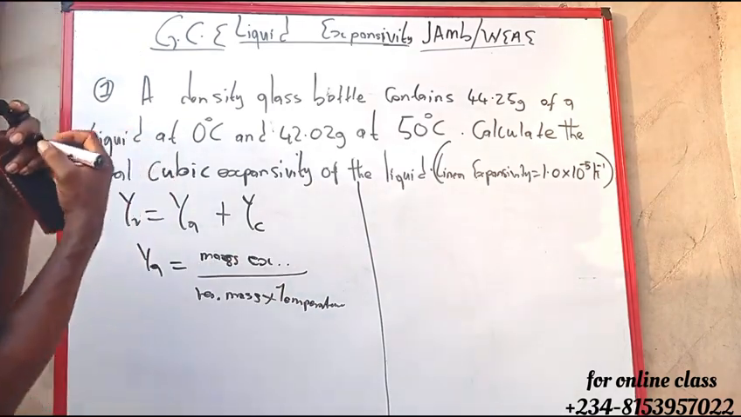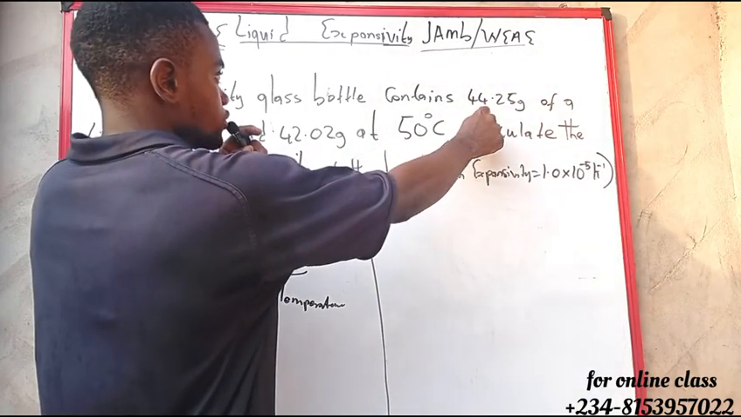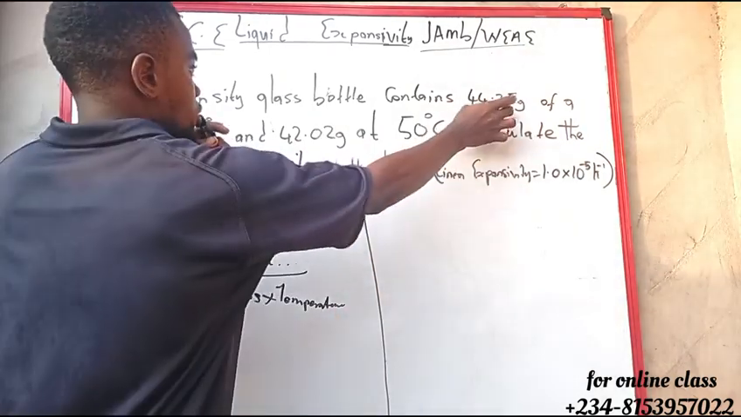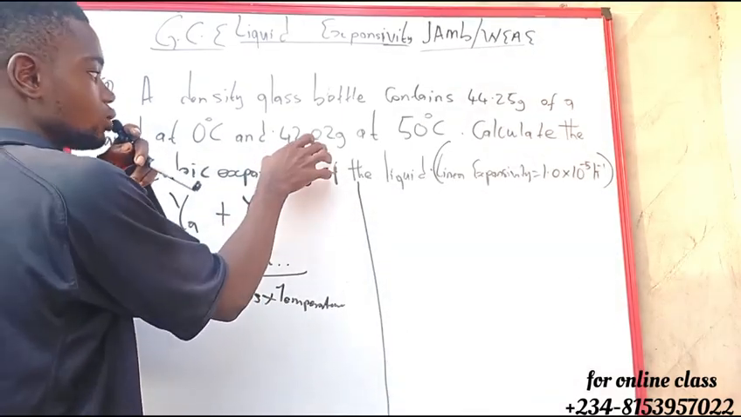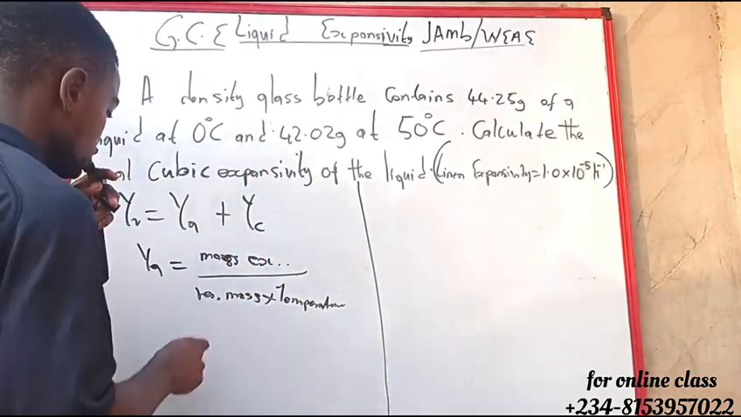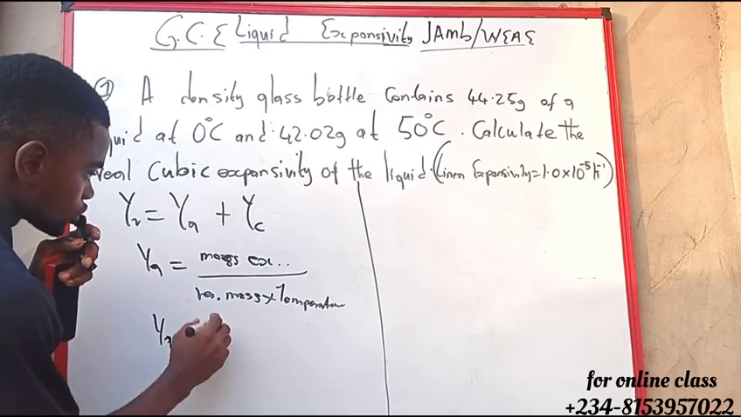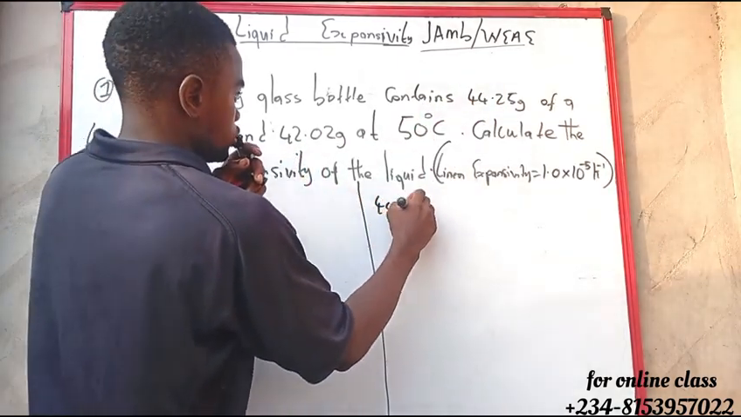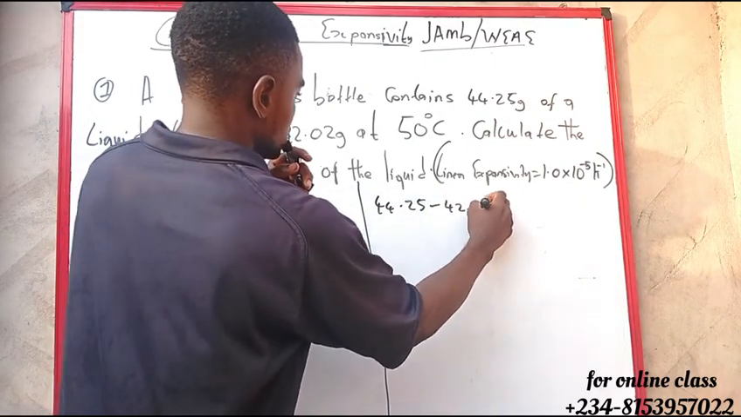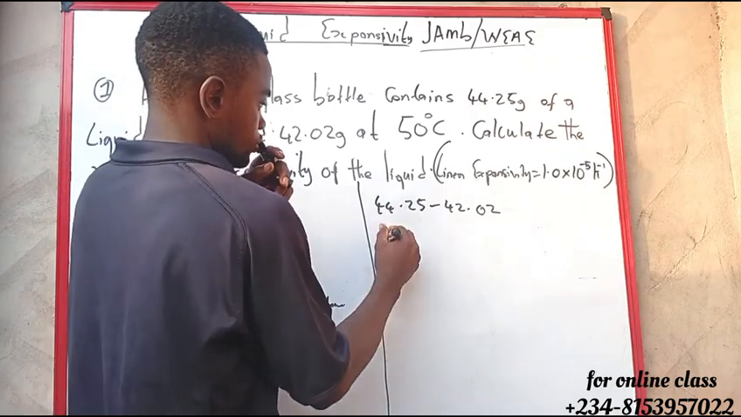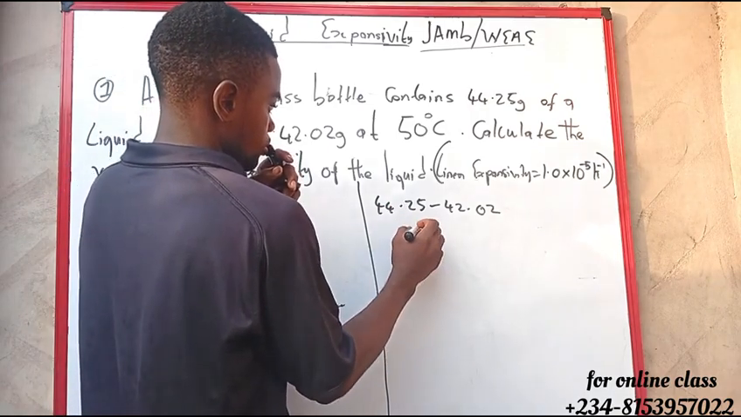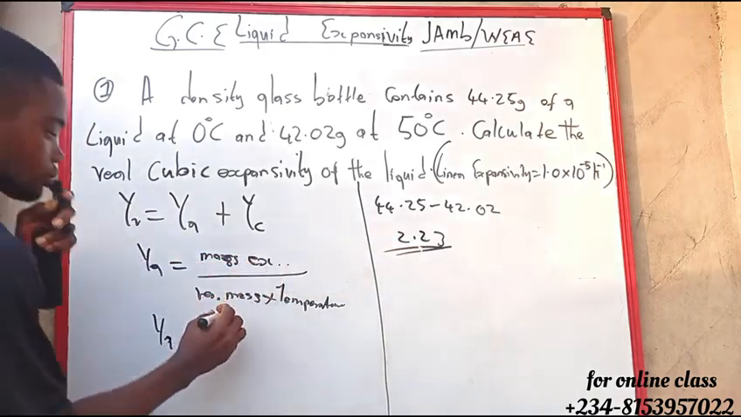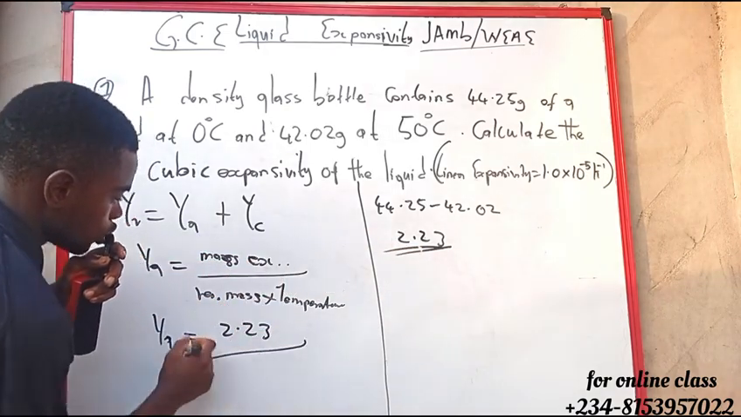Mass expelled. Now, what is the mass expelled? If you look at this, the mass changes from 44.25 to 42.02, which means that mass has been expelled to remain this. This is the remaining mass. Now, the mass expelled is going to be equal to this minus this. Let's do it: 44.25 minus 42.02. You now have 2.23. So this is the mass expelled, 2.23, all over the remaining mass.